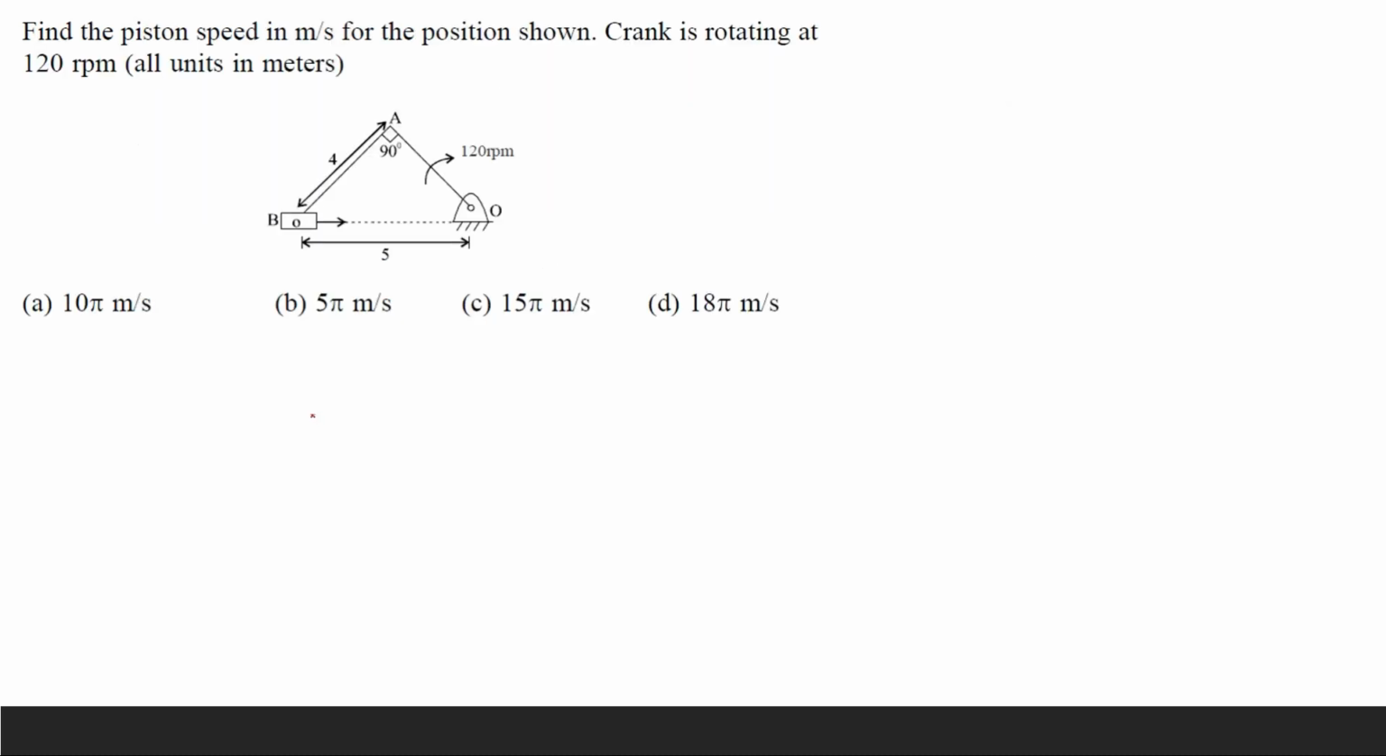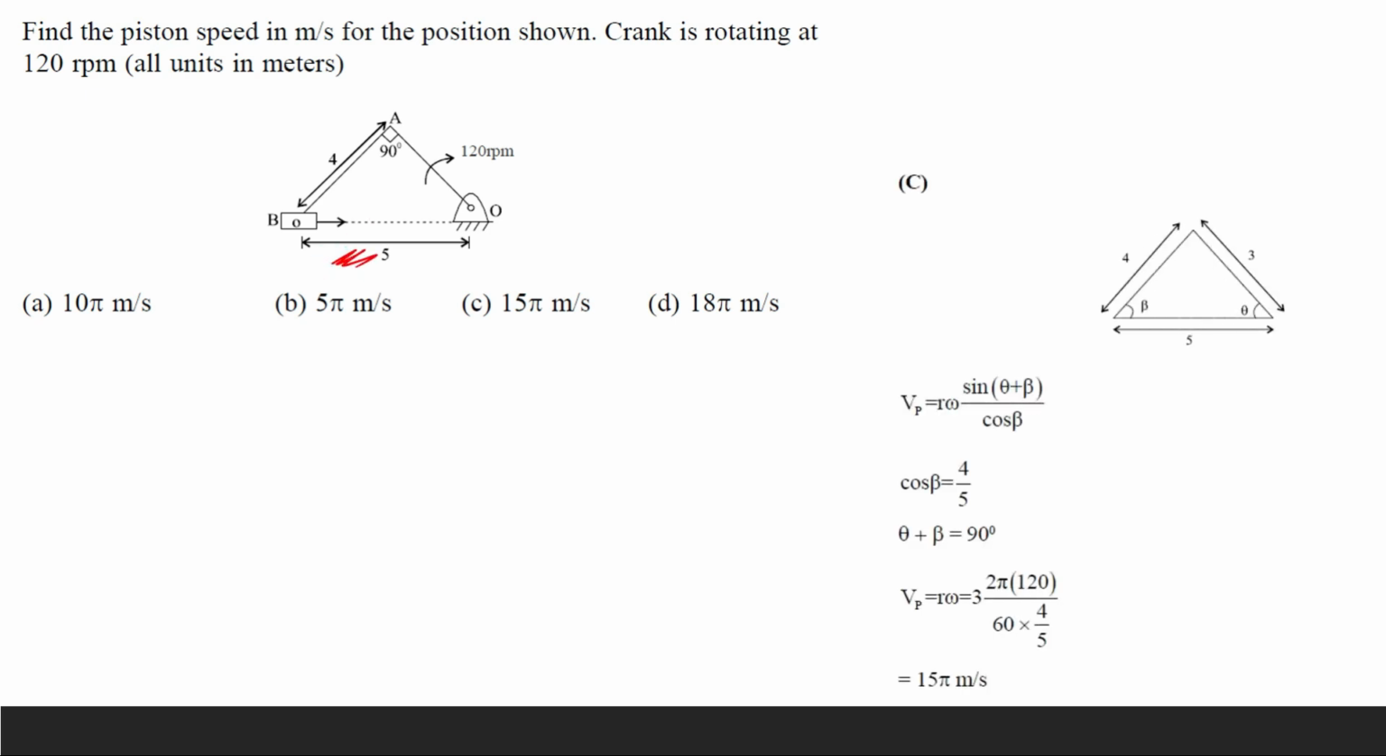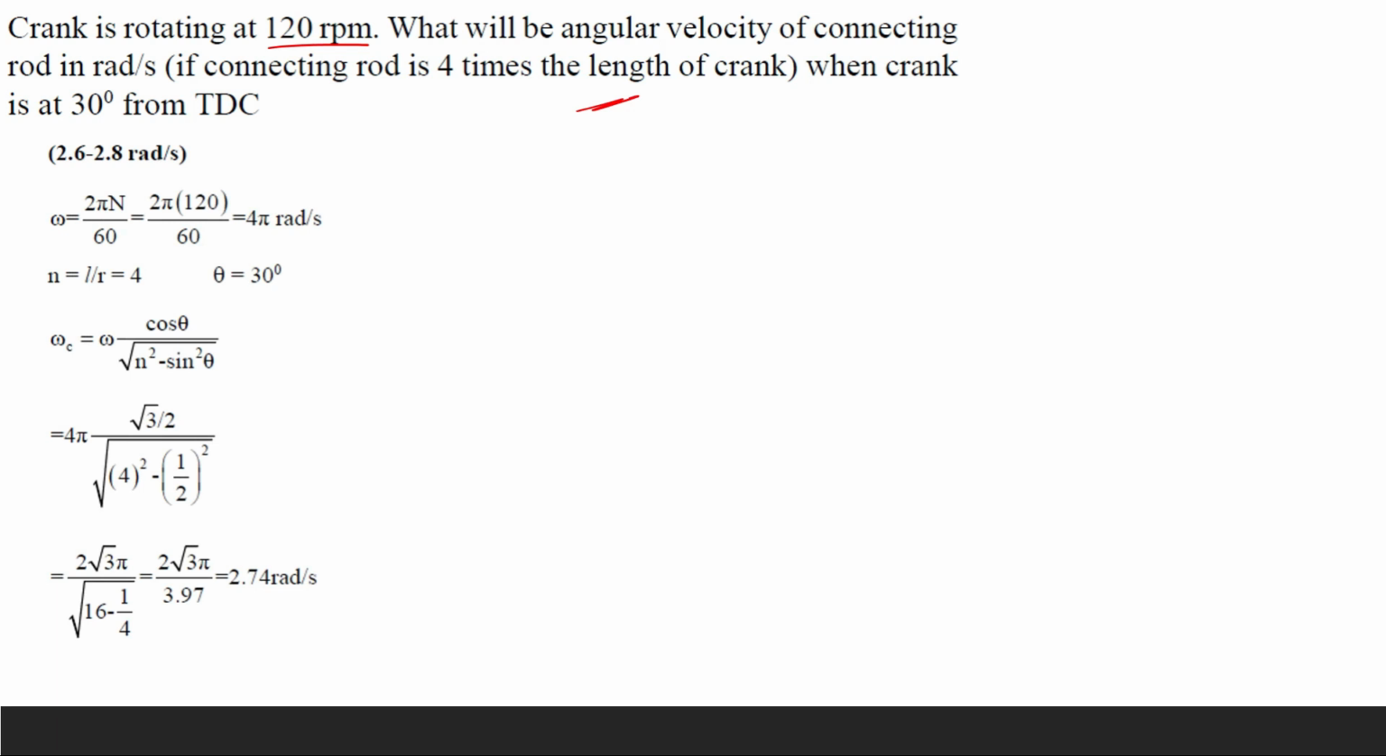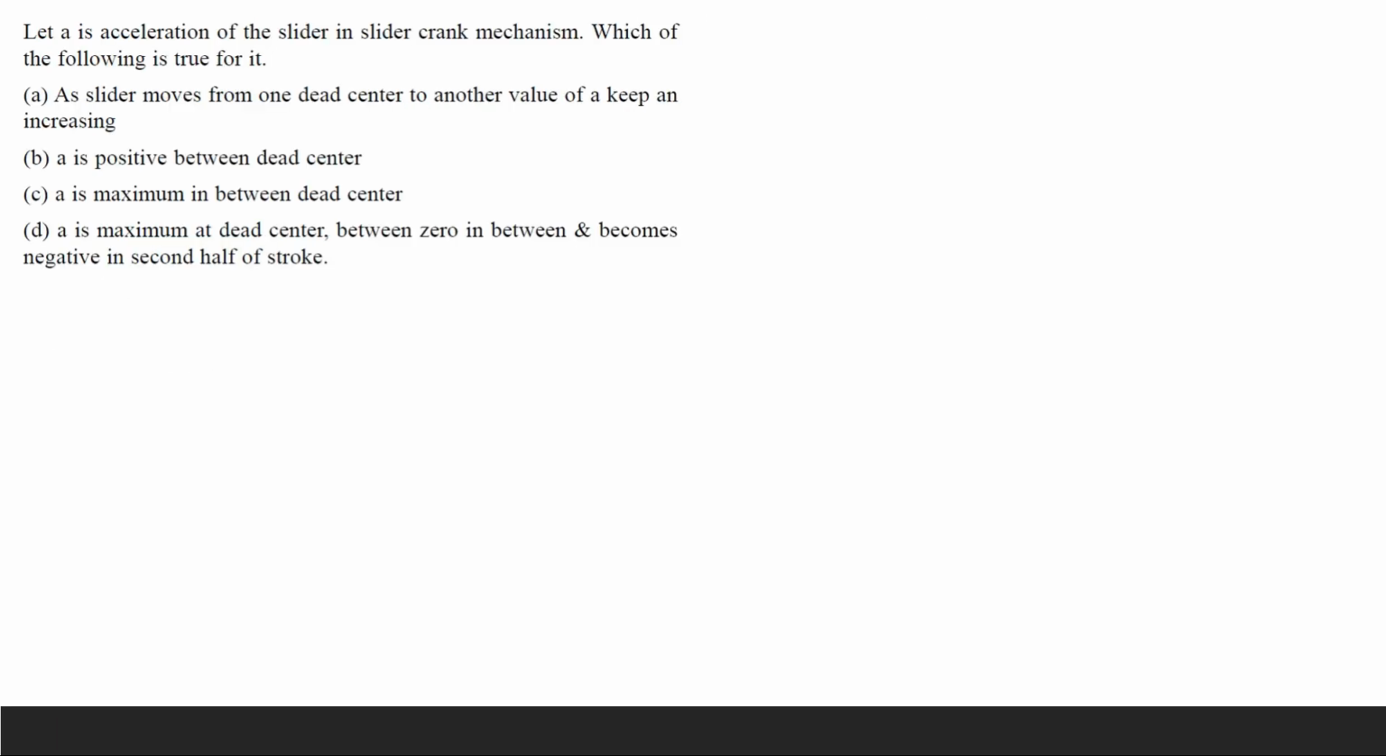Now the next question is: find the piston speed in meter per second. I think this question is repeated, so I am skipping it, we have already discussed it. Now crank is rotating at 120 rpm. Again there is a mistake, yes, this question is repeating. Now let's discuss. Let A be the acceleration of the slider in the slider crank mechanism. Which of the following is true?